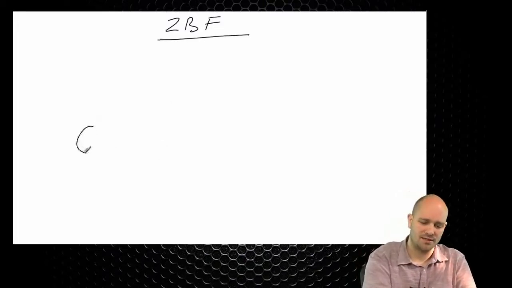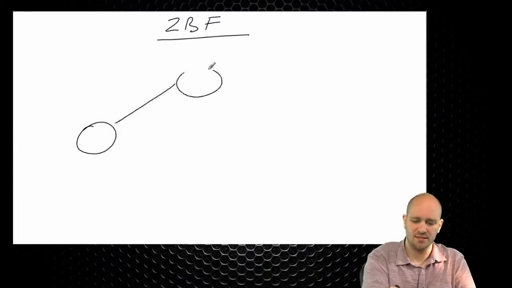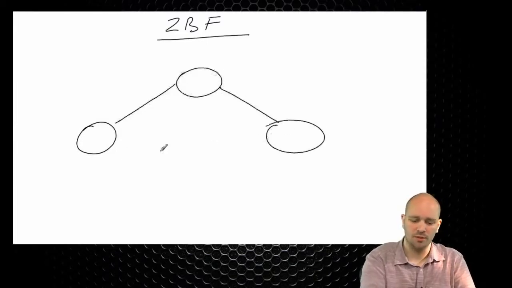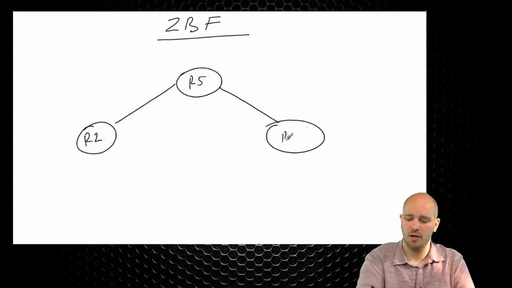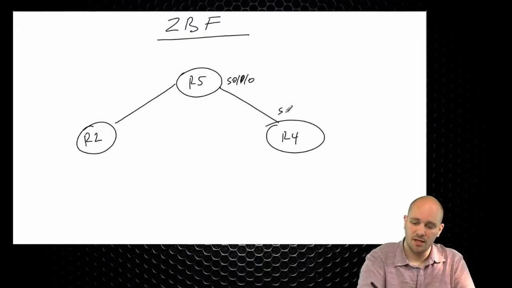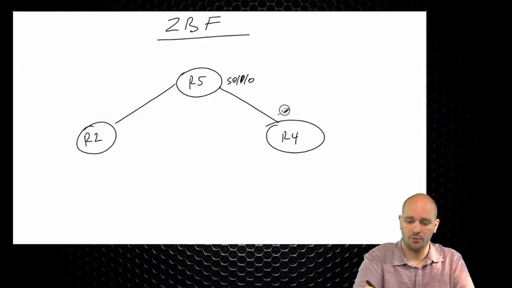I'm going to build a simple network consisting of 3 devices. So this is going to be my R2, this is going to be my R5, and this is going to be R4. Here, this is going to be serial 0/1/0. Actually, this is 0 here, apologies. So I need to correct that. So this is serial 0/1/0.